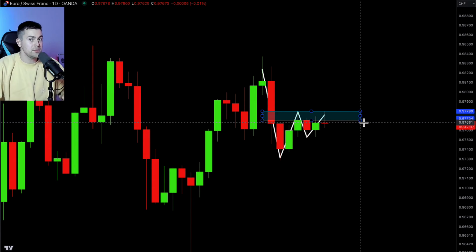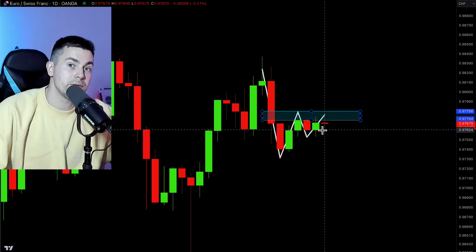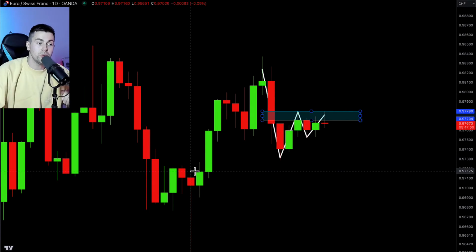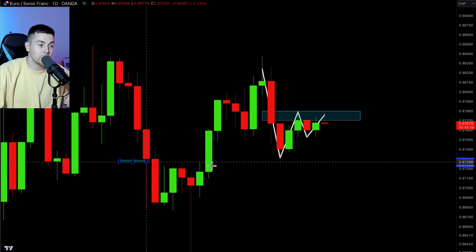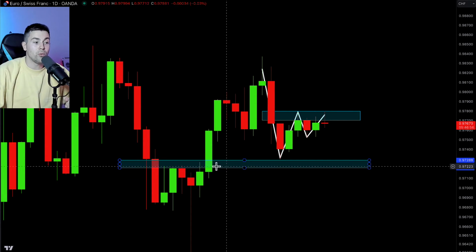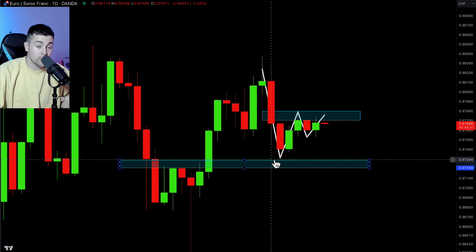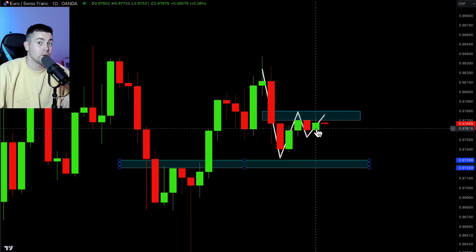And once you identify that, you should check whether the pattern is formed on a key support. You look left at structure, and here we can spot a very important horizontal structure support. The support that the price tested, and after the test of that support, we see the formation of the cup and handle pattern. The best bullish cup and handle formation will be formed in a bullish trend and on a key support.